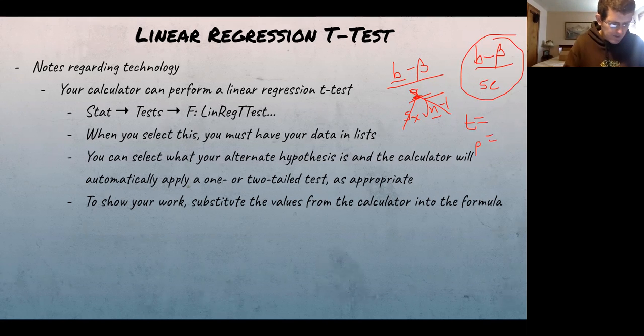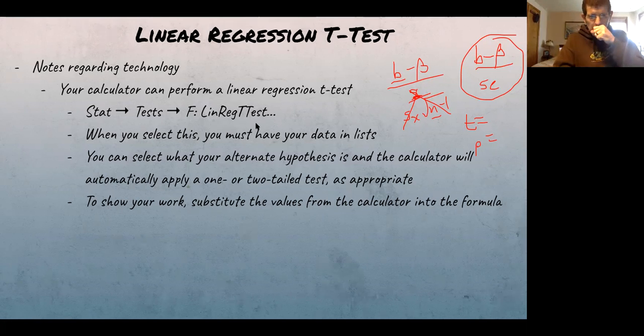Okay. Now, the other thing I want to mention is that it is highly, highly unlikely that you would have a problem on an AP test that requires you to use your calculator by putting in data in lists and then using your calculator's linear regression t-test. Because remember, these AP tests are designed to be taken without needing a calculator. So you can't really do a linear regression t-test without a calculator. That's not something you can do by hand.